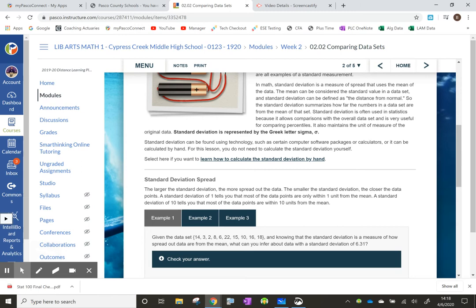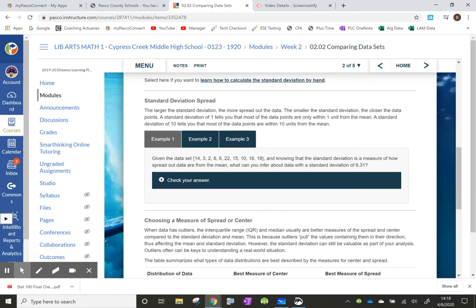The letter that we use for standard deviation is a Greek letter called sigma. Looks kind of like an O with a hat on top of it. But here we're going to look at standard deviation and its spread. So the larger the standard deviation, the more spread out the data. As we mentioned, the smaller the standard deviation, the closer the data points are. A standard deviation of 1 tells you that most data points are only within 1 unit from the mean. A standard deviation of 10 tells you that most of the data points are within 10 units from the mean. So again, how close to the mean they are, how not close to the mean they are, how spread out it is.